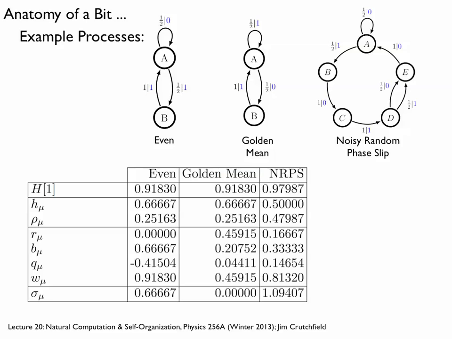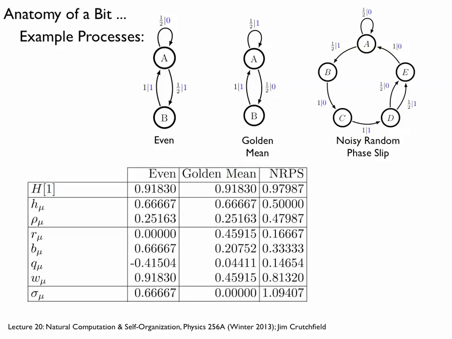So for the even process, golden mean, and noisy random phase slip, so we call this the noisy random phase slip. It's basically period 5, except there's this isolated branching on a 0, 1, therefore we call it noisy phase. And then up here, every once in a while, A goes back to itself and breaks the exact period 5. So that's the phase slip. So that's what it's just NRPS to us.